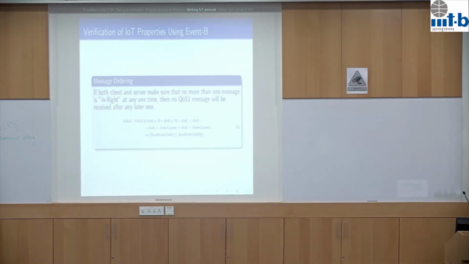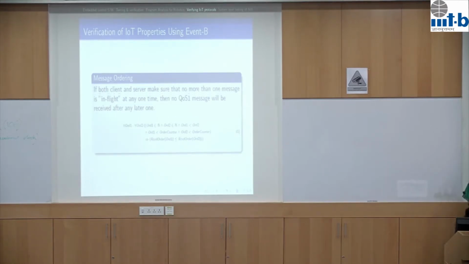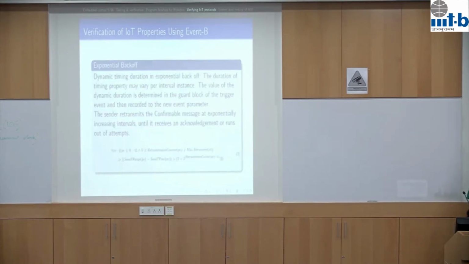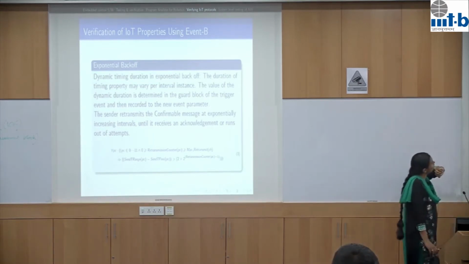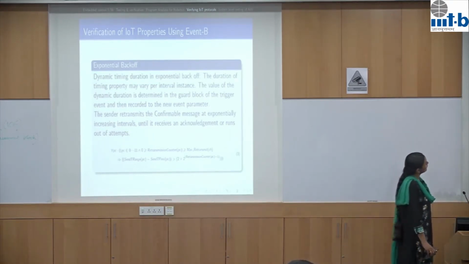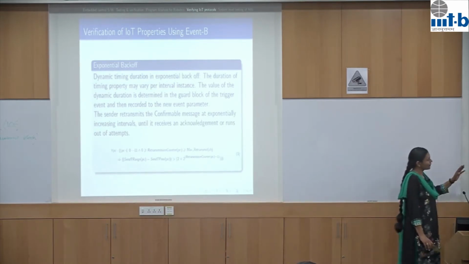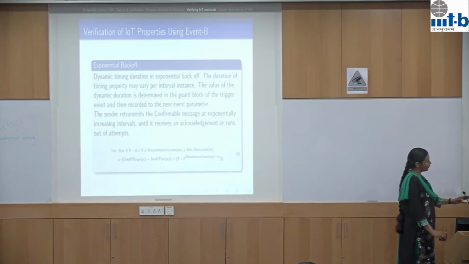So the thing is, this is like a specification. This is what I want the MQTT protocol to satisfy. Similarly, this is another specification. It says something, right? So this is a very interesting specification. It says exponential back off. So it basically talks about a sender being very perseverant in some sense.